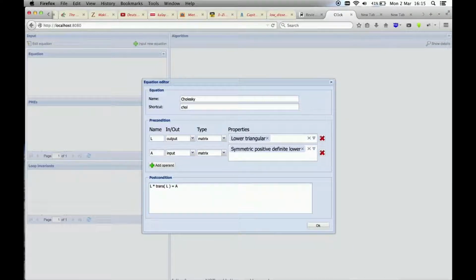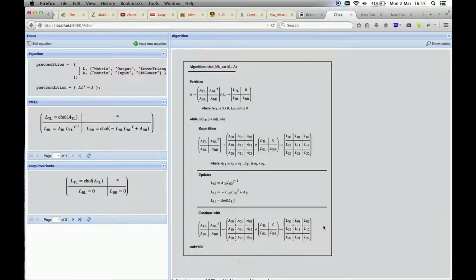So this is everything that a system needs to know, and in fact this is everything that an expert would start with. I press OK. The equation, which is described by this precondition and postcondition, has been shipped to a Mathematica server. The first step was to automatically generate the partition matrix expression. Here it is. As you can see, there is only one for this specific operation.